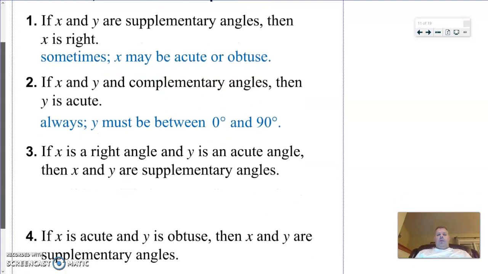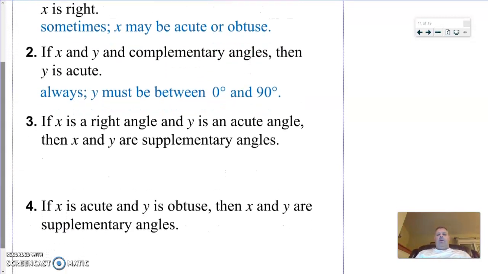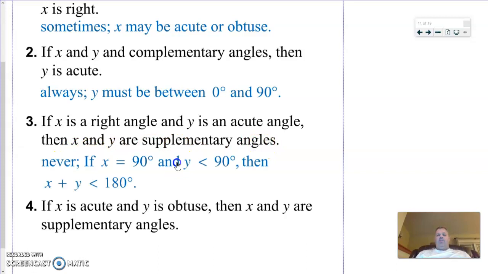Number 3, if x is a right angle and y is an acute angle, then x and y are supplementary angles. That is false, never. Because if x equals 90 and y is less than 90, then it cannot equal 180 degrees.